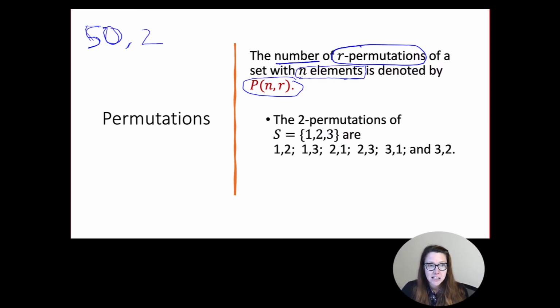Looking at a simpler example, we could be looking at 2 permutations from our simple set, which includes 1, 2, and 3. And if we look at all the 2 permutations of that, you can see that there's 1, 2; 1, 3; 2, 1; 2, 3; 3, 1; and 3, 2.